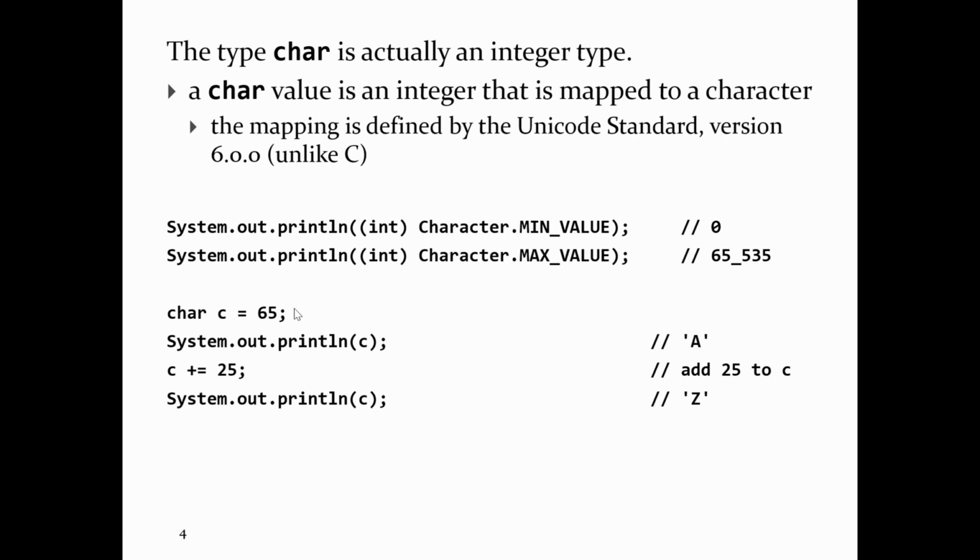Now, they're just integer values, so you can do arithmetic with them. For example, I can add 25 to C. If you add 25 to C, you get 90, but you also end up getting the letter Z, which is not surprising. If you start out at A and you go 25 characters to the right, you end up at the Z. 66 is uppercase B, 67 is uppercase C, and so on.